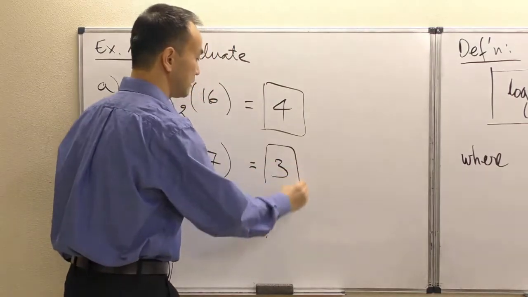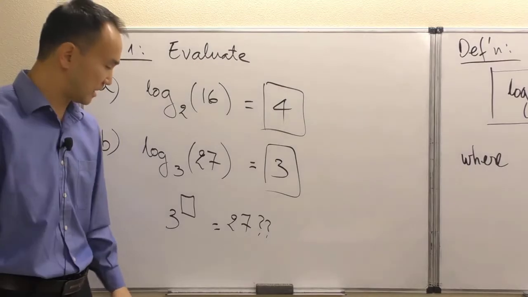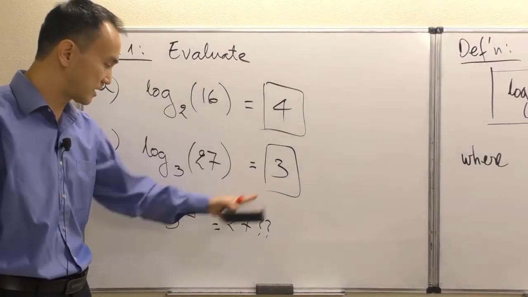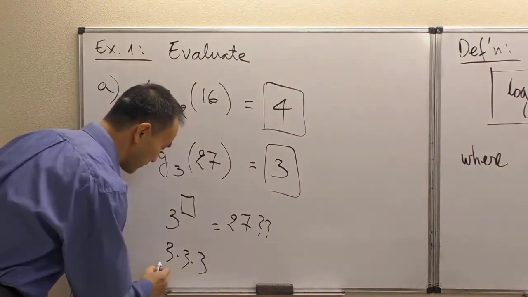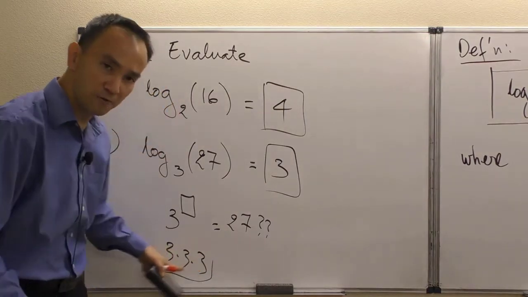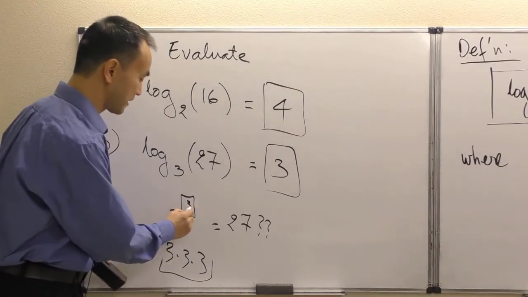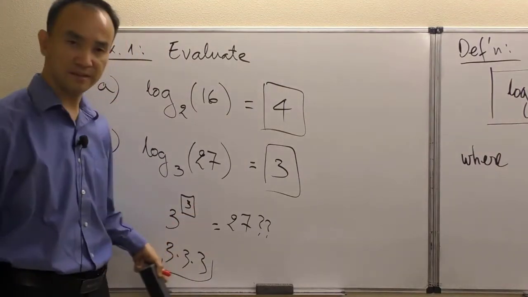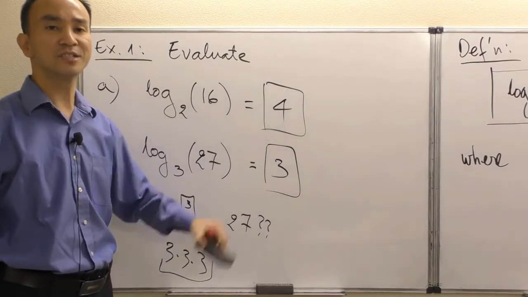3. And then even if you want to clarify or verify yourself, why is the answer 3 here? Because 3 times 3 times 3 is a product of 3 identical factors, 3. After the product, it's 27. And that's why the answer here is 3.